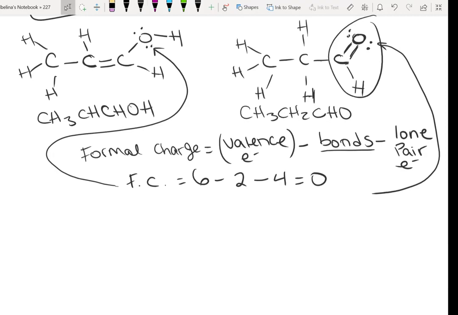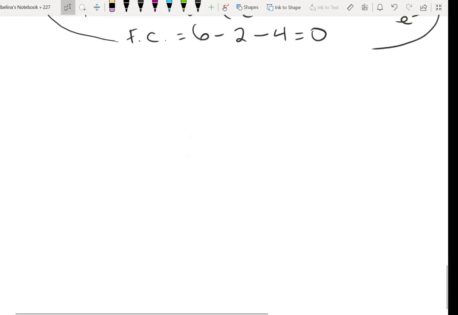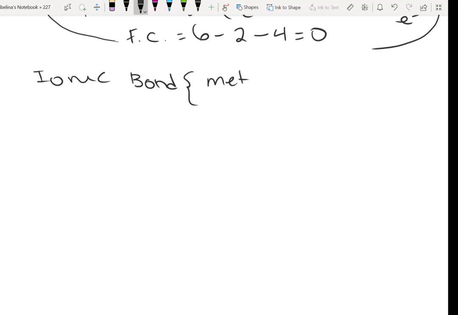So let's talk about what happens when we have ionic bonds as well. So we're going to have an ionic bond when we have metals, right, like sodium, lithium.